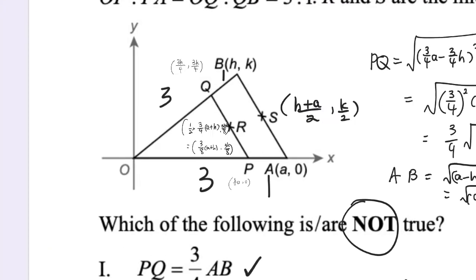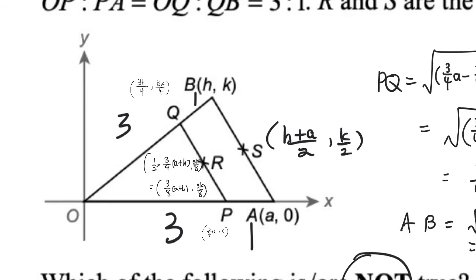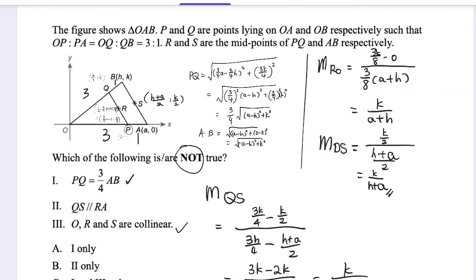So let's look at this one. You can find out all points, one by one. For P, because it is in the ratio of 3 to 1, that is why I have 3 over 4 times A, 0, to be the point of it. And then for Q, the same applies, you can find it. And then R is the midpoint, so this is the coordinate of R, and this is the coordinate of S. So you have to make sure that you can find out all coordinates so that you can continue with the calculation. And then I just do it one by one.